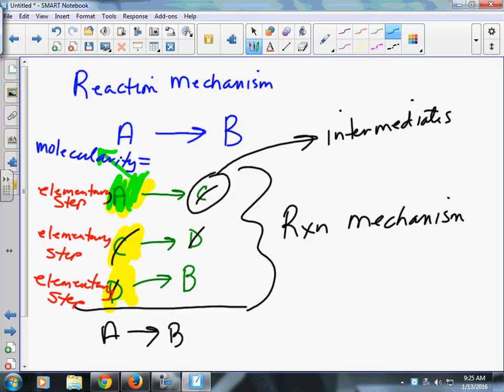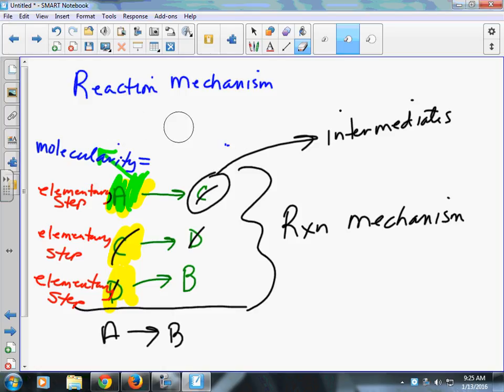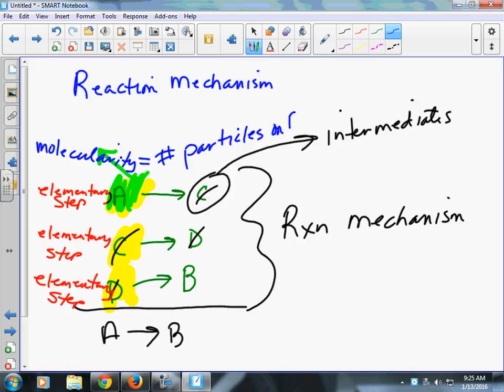is simply, I'm going to erase this out, get some space, the number of particles on the reactant side. Just a fancy word. So instead of saying number of particles on the reactant side, which is like four words, they just call it molecularity. Okay. So that's all the parts of this stuff, right?